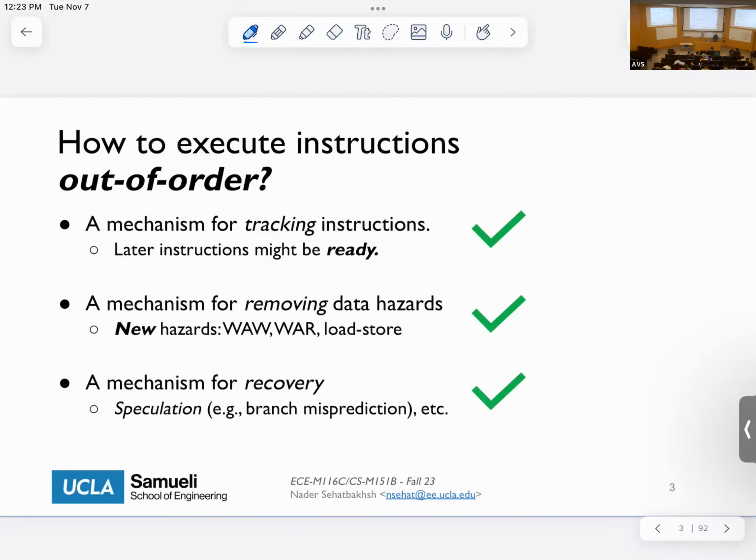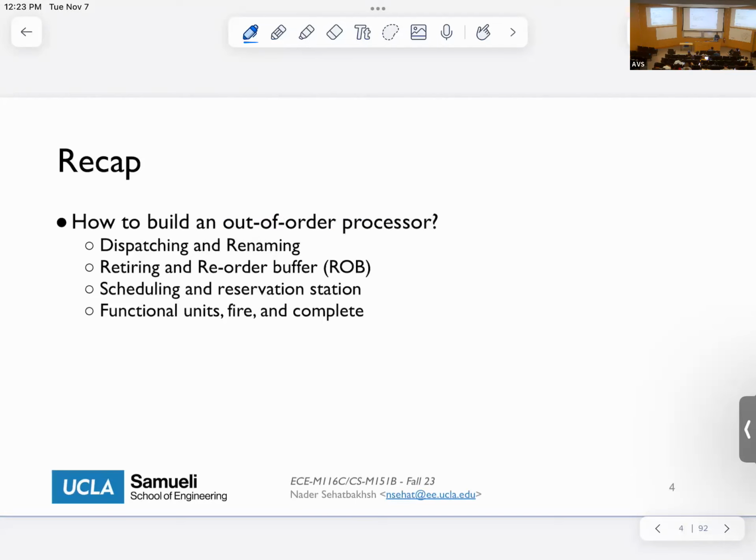So this is the out of order execution that we talked about. Just a quick recapping. In order to build an out of order processor, you need the dispatching and renaming. You need retiring and ROBs. You need scheduling and reservation station. And basically, you need this notion of functional units and complete. So these are kind of the new concepts that we introduced in order to achieve out of order execution.